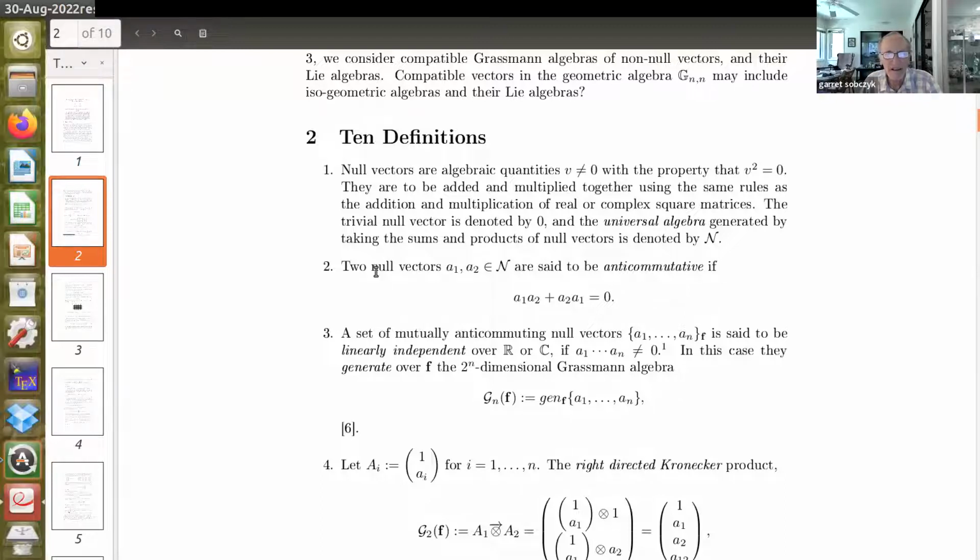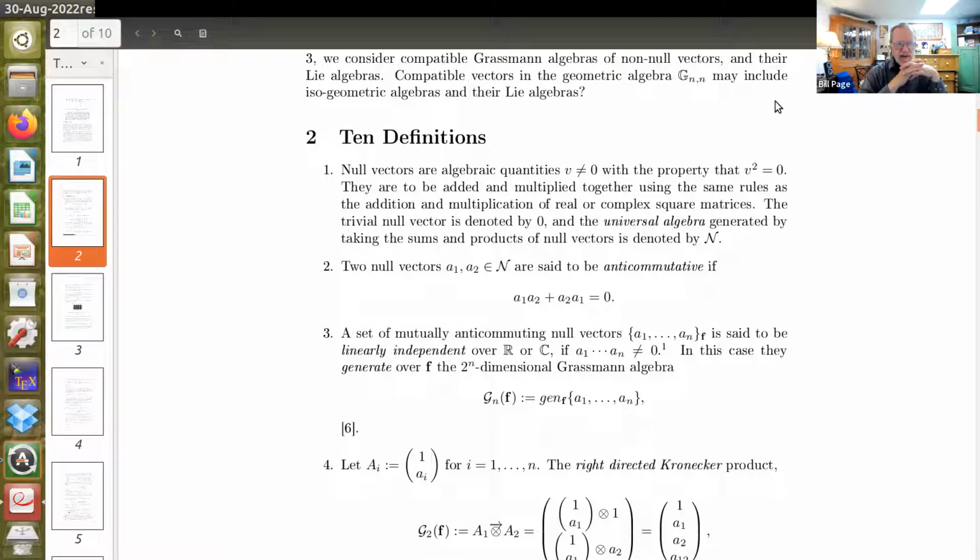And of course, any commutativity, I'm assuming you can multiply these null vectors according to the usual rules of matrix algebra. So in particular, that means that if I have A1 times A2 of two null vectors, and I add that to A2 times A1, I get 0. So that, of course, just means that the null vectors are anti-commutative. Just a Grassmann algebra.